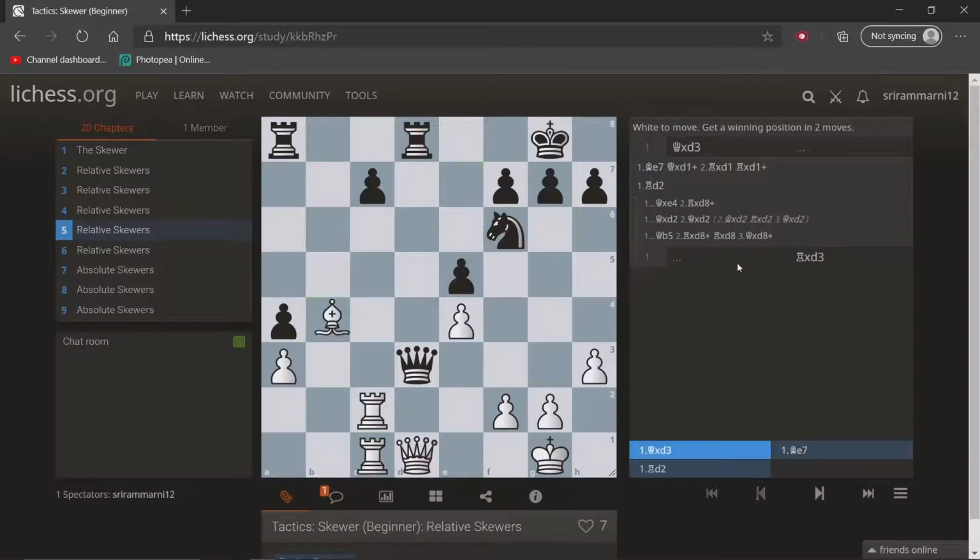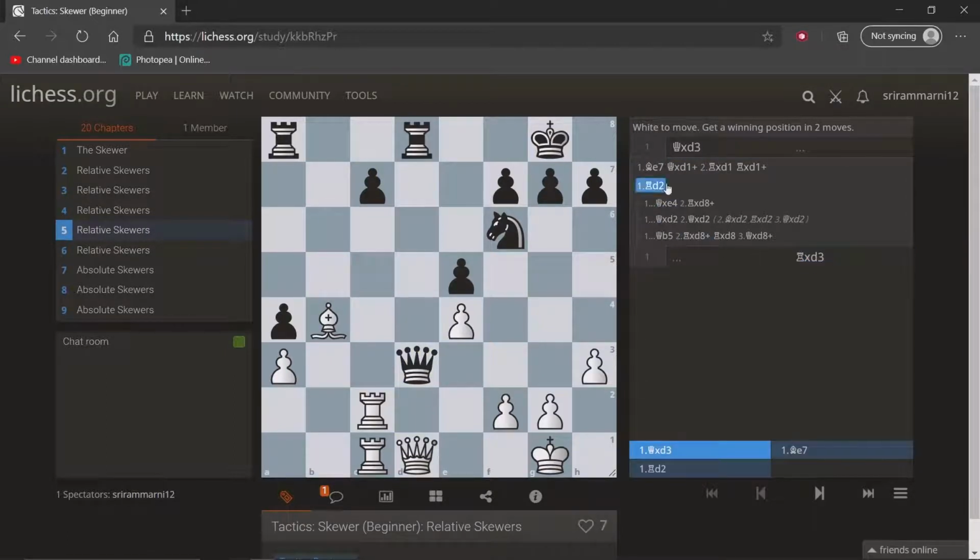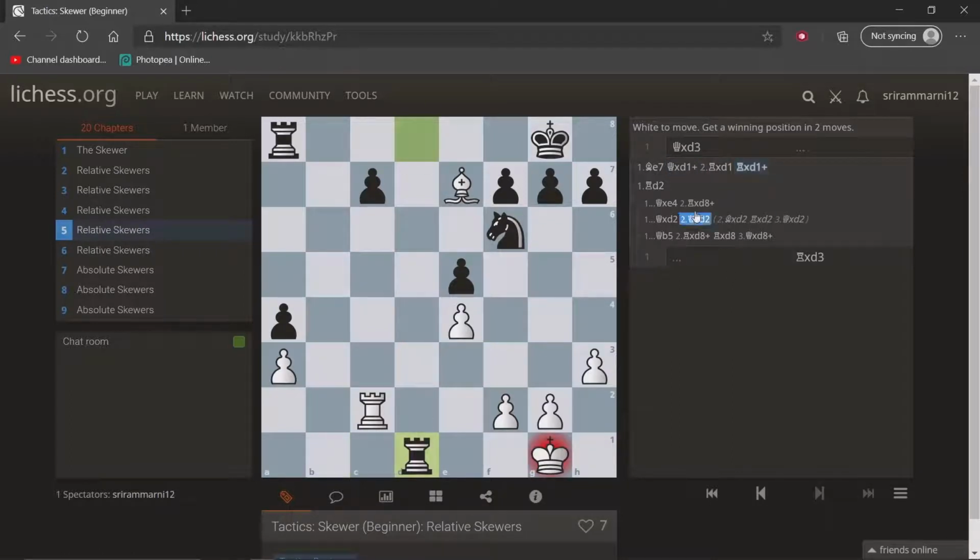Here is another relative skewer. I'll give you guys a moment to pause and think about it. Alright, let's get on with the lesson. So now, there are multiple responses, as you can see here. There's queen takes on d3, not very good, the rook just takes back. It's just a simple queen trade. We do have bishop to e7, and that forks the rook and knight. But the queen can just simply take on d1, the rook takes on d1, and the rook takes on d1. Not good. We just lost some material.